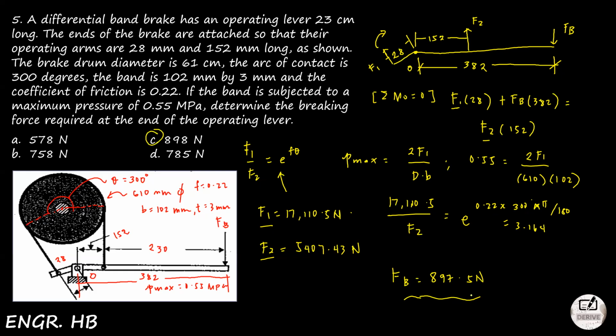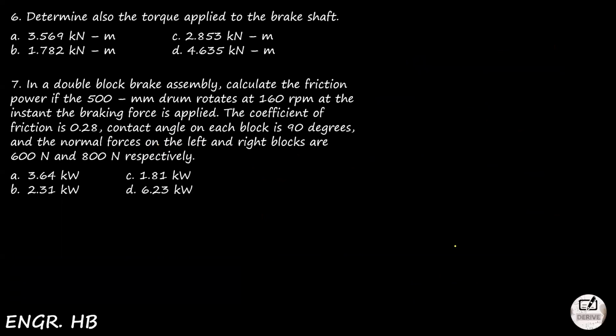Okay, so nakalimang question na tayo guys. So proceed tayo for the last two. Determine also the torque applied to the brake shaft. So pwede nating sabihin torque is equal to F1 minus F2 times diameter over 2. So alalahanin lang natin, balikan lang natin slide na ni F1 and F2. So ang F1 natin is 17,110.5 minus F2 is 5,407.43 newtons times diameter ay 610 over 2, which is in mm.